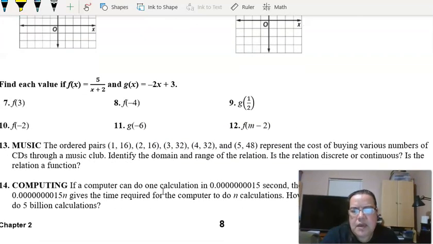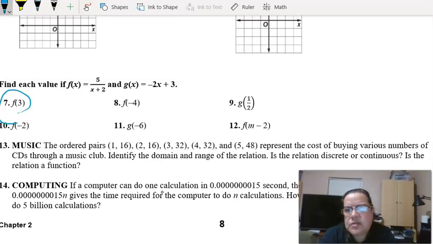All right, so now it's asking you to find the value of f of x and g of x. Let's just do any random one. I can just start with the first. So f of 3, I'm going to be using this. Remember, what they did was substitute anywhere they saw the x, they put a 3. So I'm going to do the same. So I end up with 5 over 3 plus 2. And so f of 3 equals 5 divided by 5, which is equal to 1.